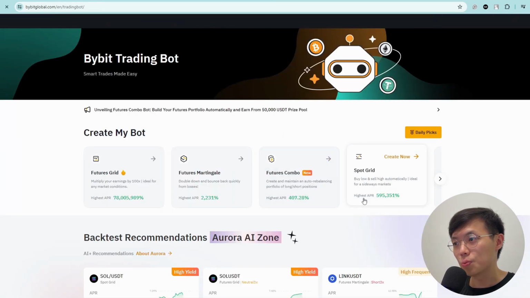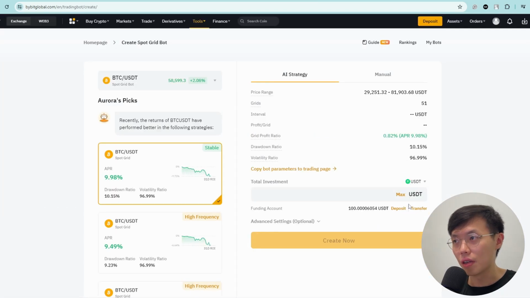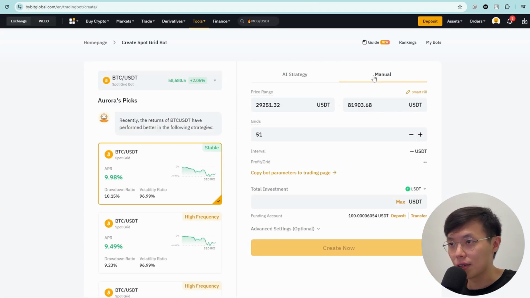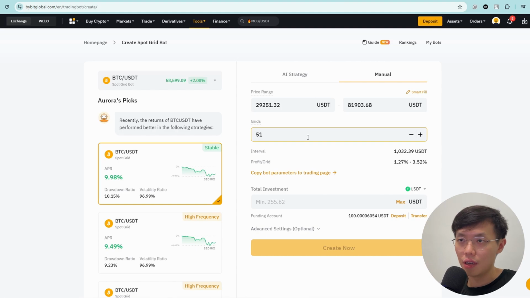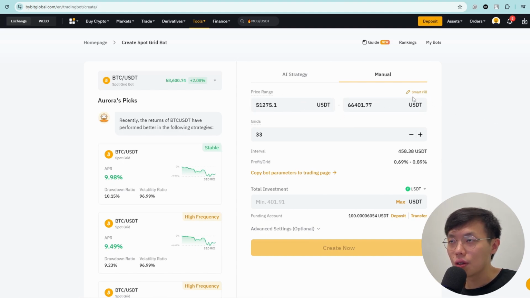Then we can have the spot grid. Let's put manual so we can understand it better. The spot grid is like a grid where it buys low, sells high, buys low, sells high. So you set how much you want to buy from the low price, and the price that you want to sell. This is the buy, and this is the sell. So let's try the smart view, and then we can look at the trading view and see what it is.